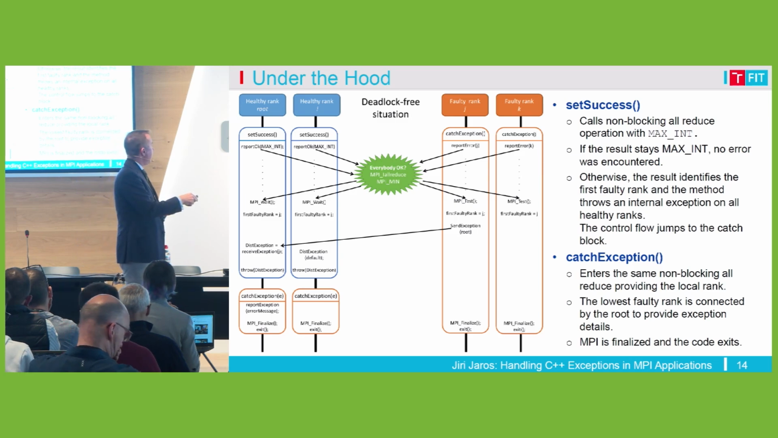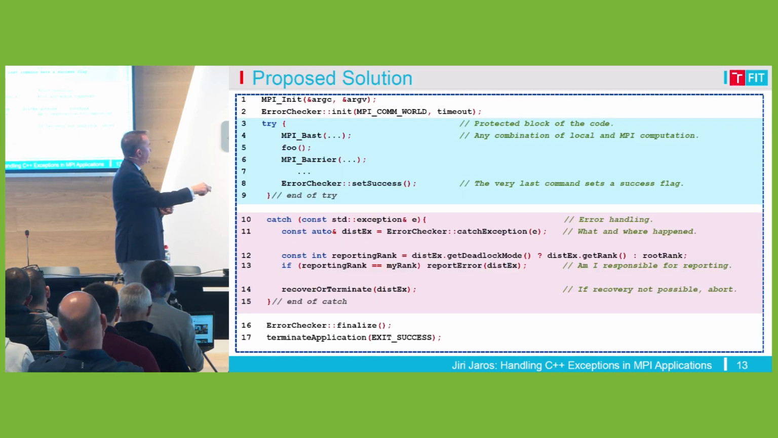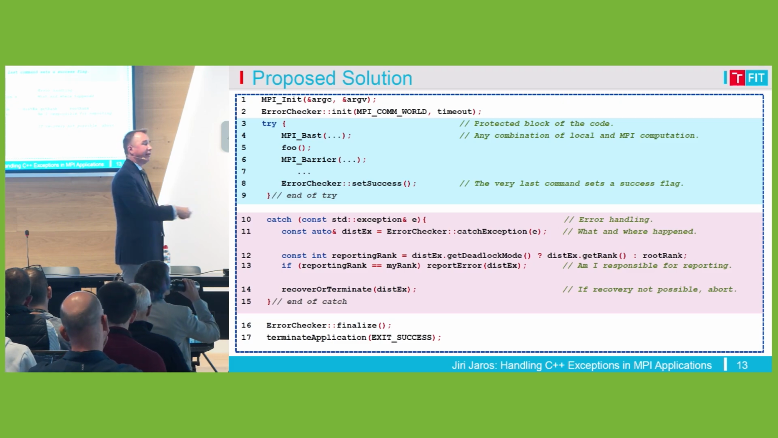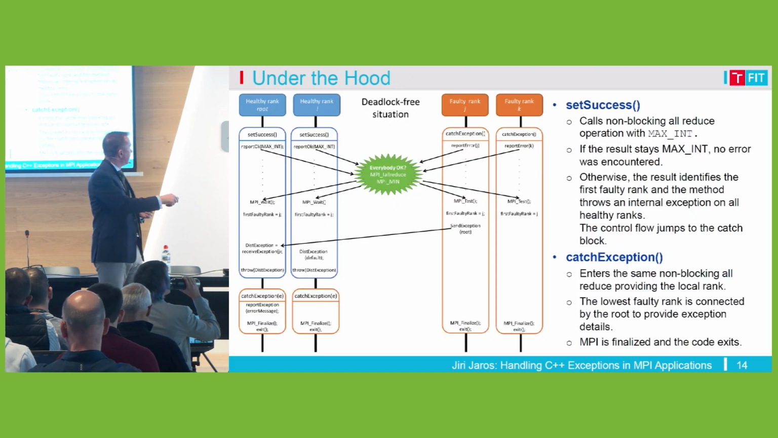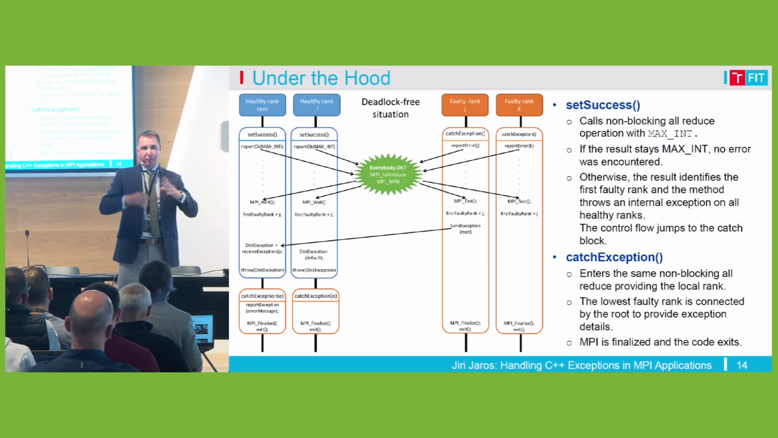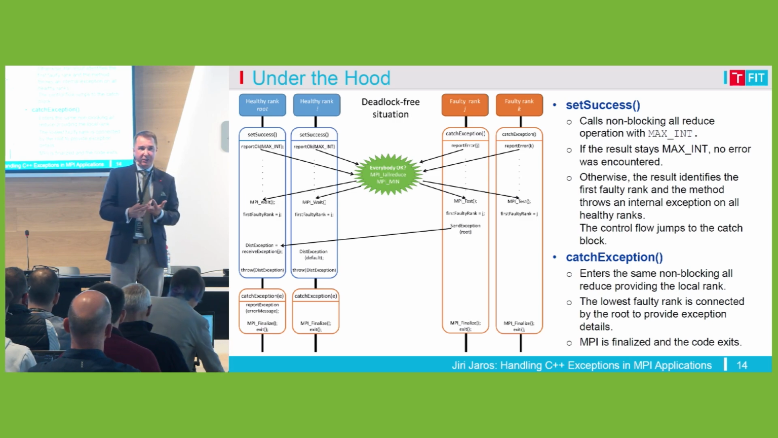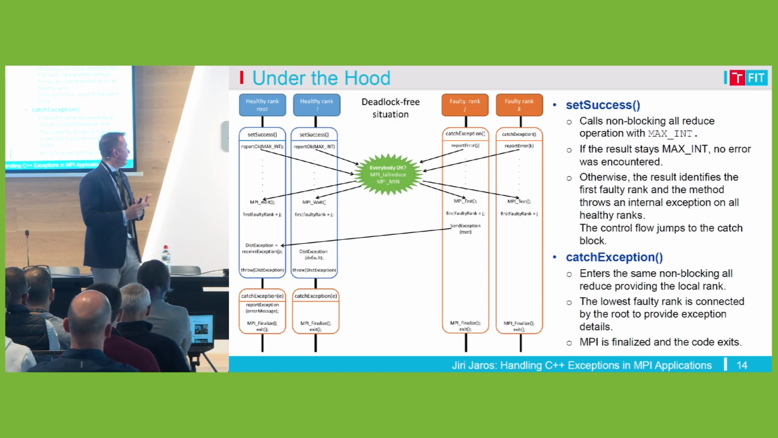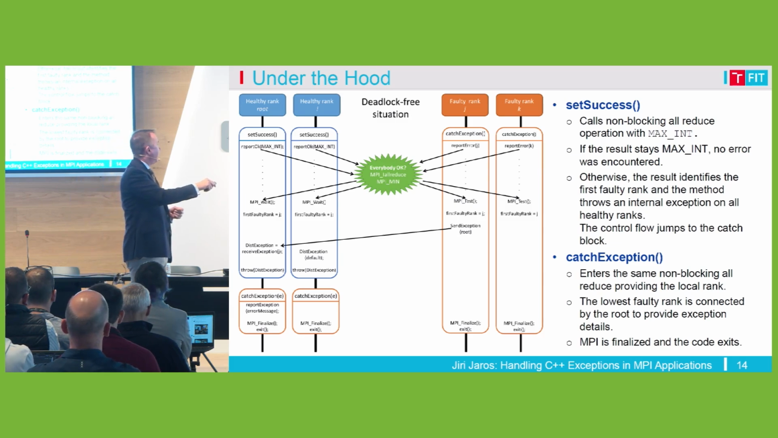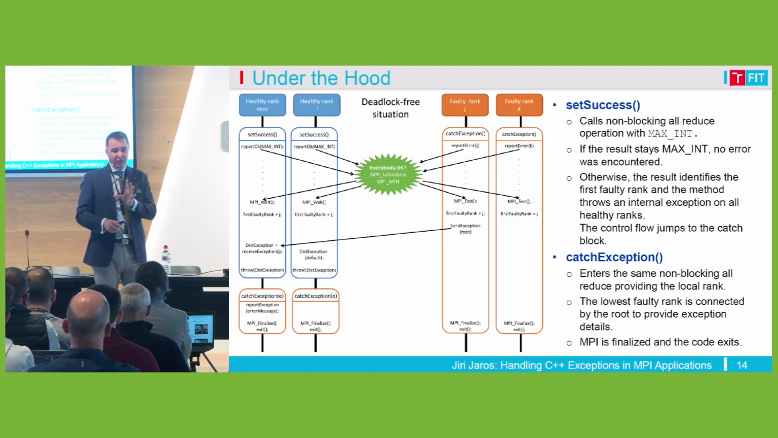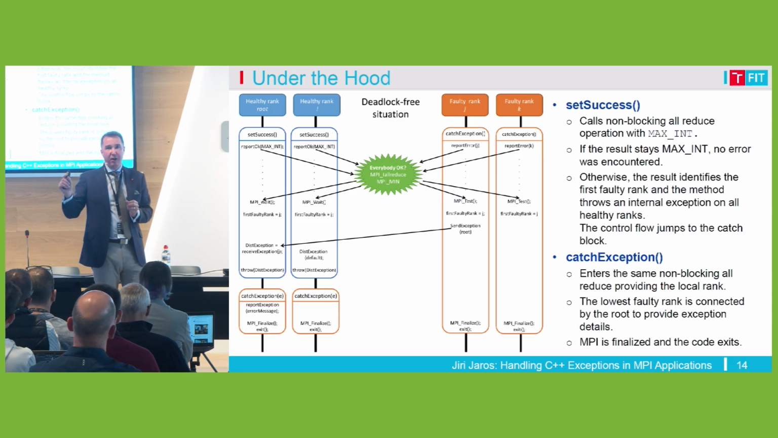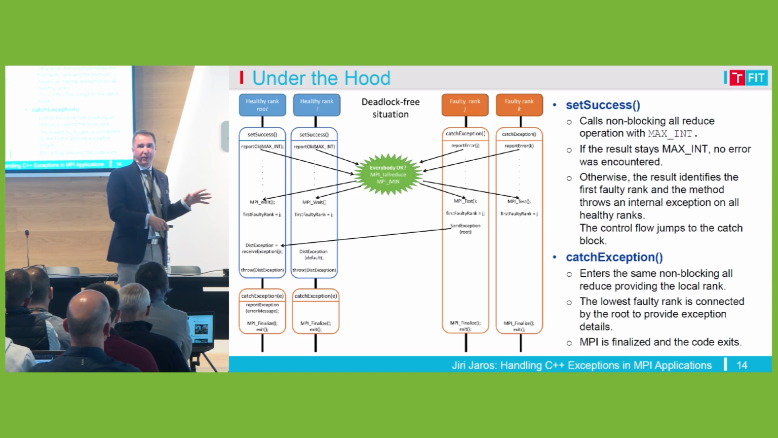So if everything is okay, all the ranks will come to this set success and find out everything is fine. So how did this happen? In case of set success, all ranks within the protected communicator will send a message saying I'm fine, which is implemented as a max int value, which is sent to this global all reduce communication. So basically, after the communication, we try to find the minimum value, and if it's max int, that means all the ranks are fine. So in that case, we just continue, and that's it.